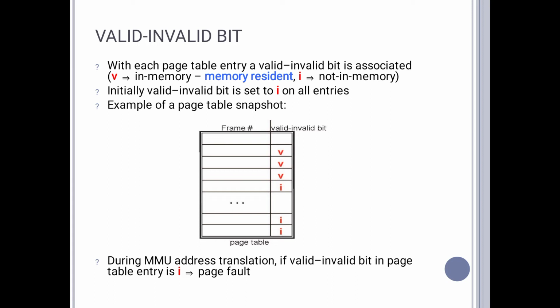Marking a page invalid will have no effect if the process never attempts to access that page. So if we guess right and page in all and only those pages that are actually needed, the process will run exactly as though we had brought in all pages. While the process executes and accesses pages that are memory resident, execution proceeds normally.